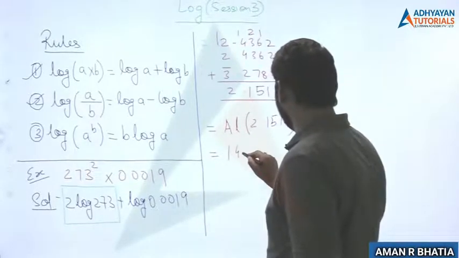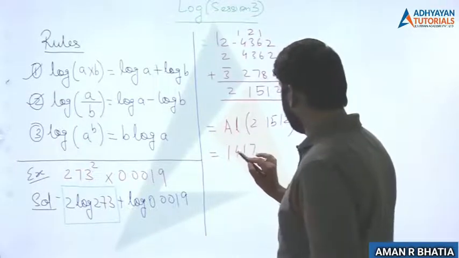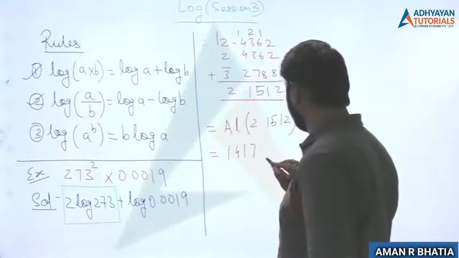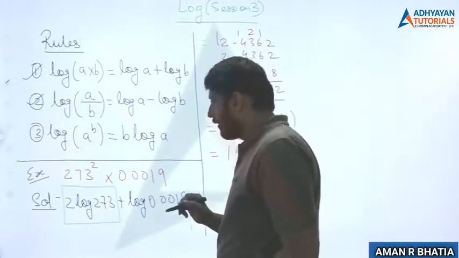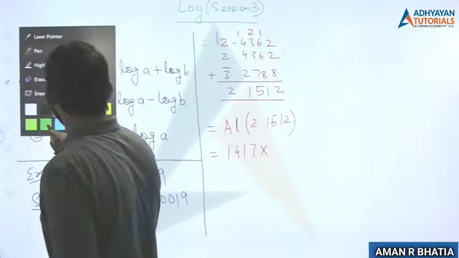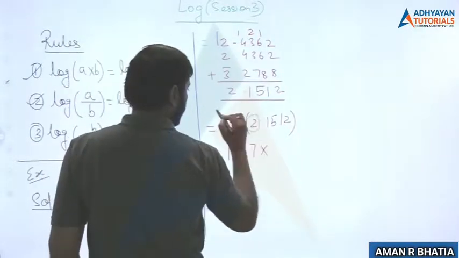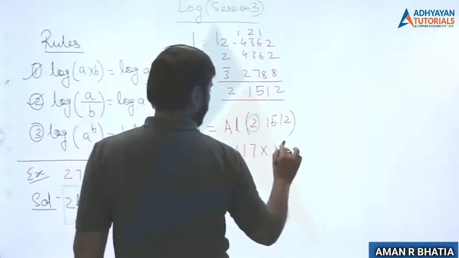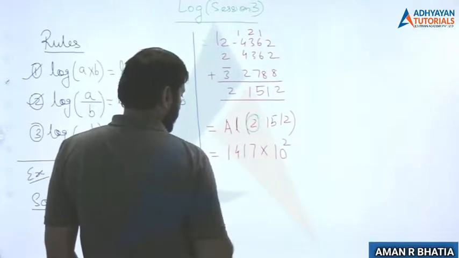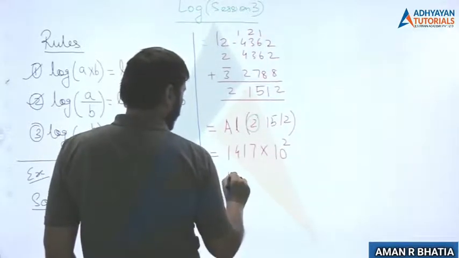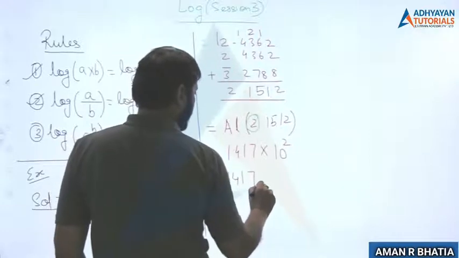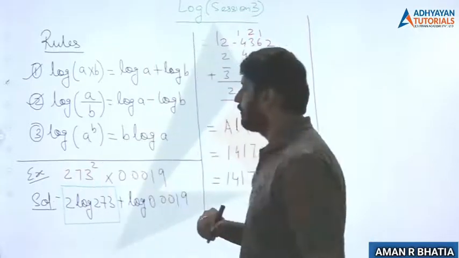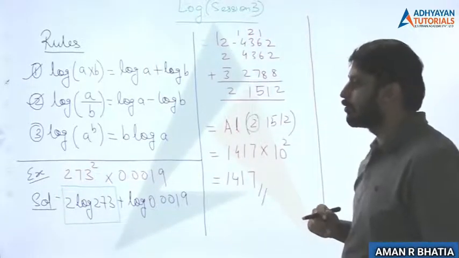So I get 1417. Then how to write the answer? After the first digit you put a point. So 1.417 into whatever is the number here before the decimal. You make it to the power of 10. So this is 10 raised to 2. So either I can leave my answer here or I can write it as 141.7. So this is my final answer of the question, which is here 273 raised to 2 into 0.0019.